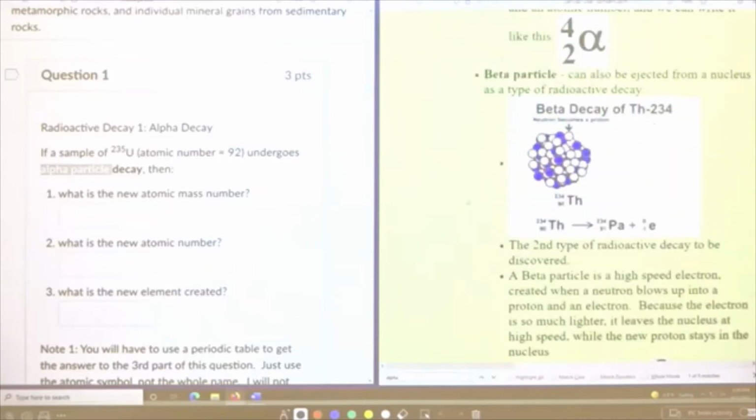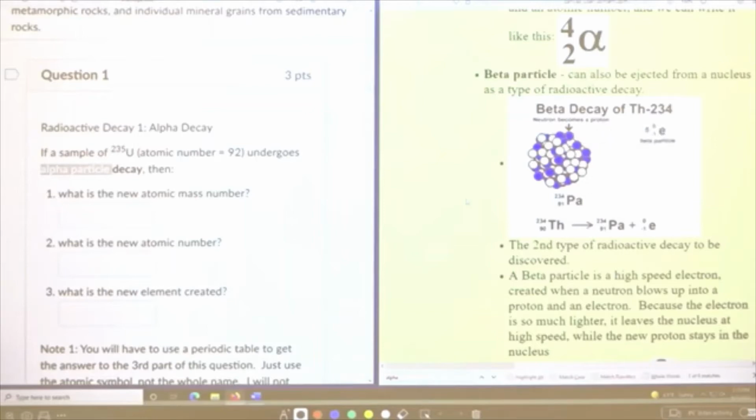Now, one of the things you're going to have to remember, and I'll talk about beta decay and electron capture next, and then we'll actually go to figuring out what happens. When beta particle decay occurs, a neutron in the nucleus explodes into a proton, which stays in the nucleus, and an electron, which is ejected at high speed. The beta particle is simply that high-speed electron.